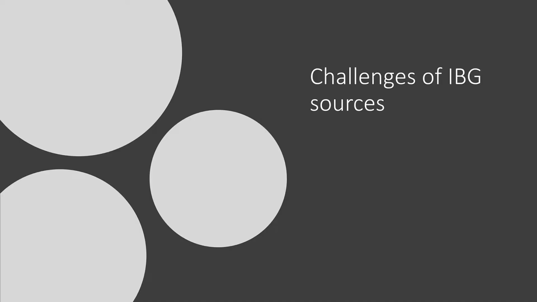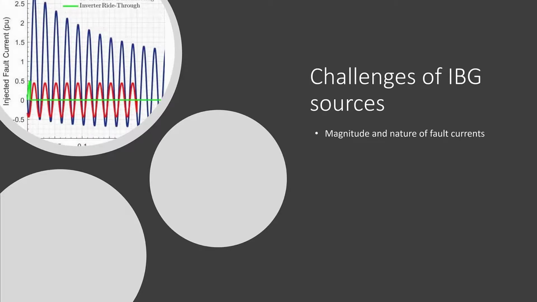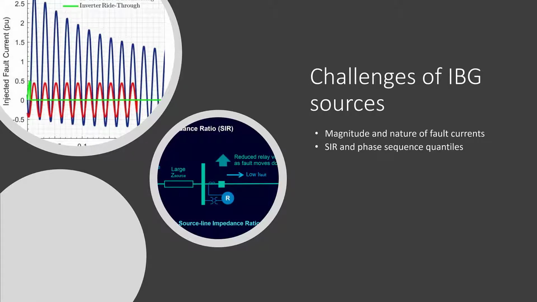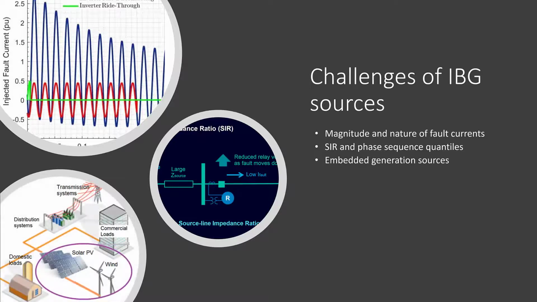This transition has given rise to challenges, particularly for protection engineers responsible for the secure and reliable operation of their networks. Fault current magnitudes have decreased and their transient characteristics have changed. Source-to-line impedance ratios have increased, and phase sequence quantities have changed. Furthermore, increased levels of embedded generation have given rise to bidirectional power flows.